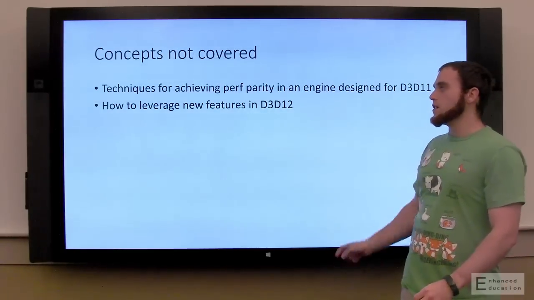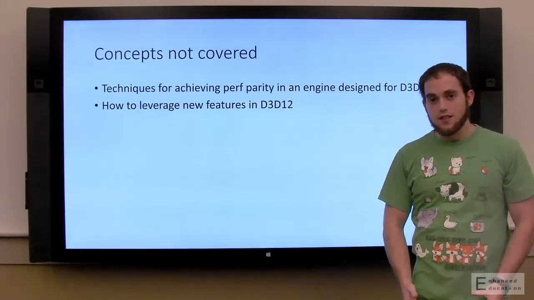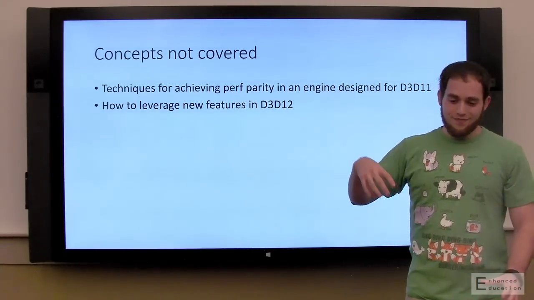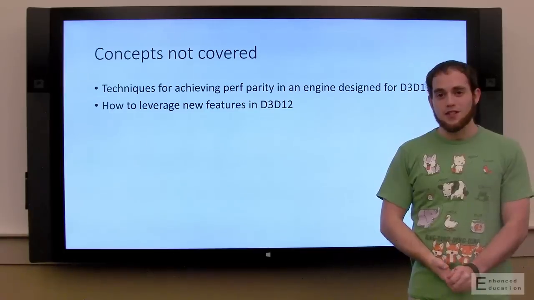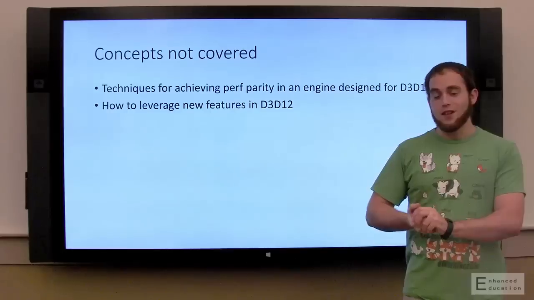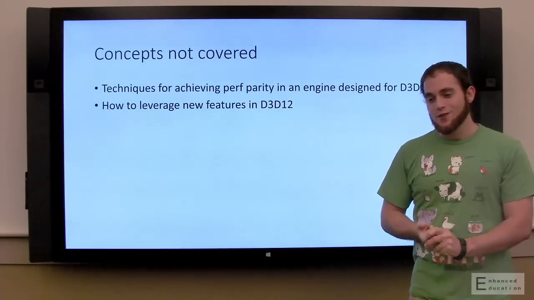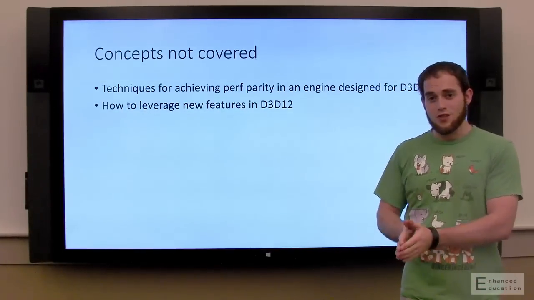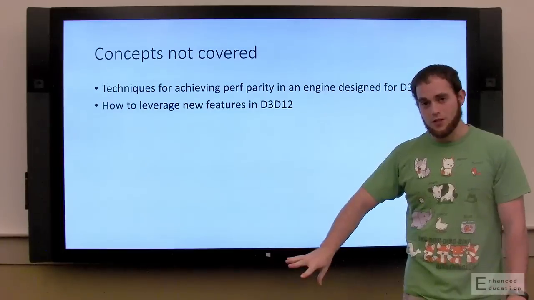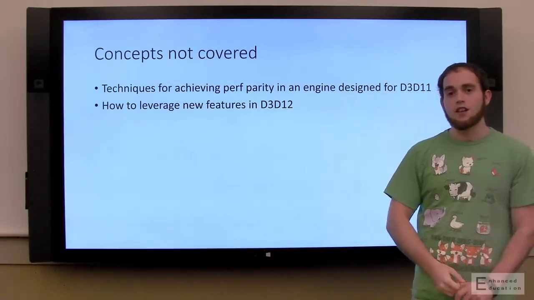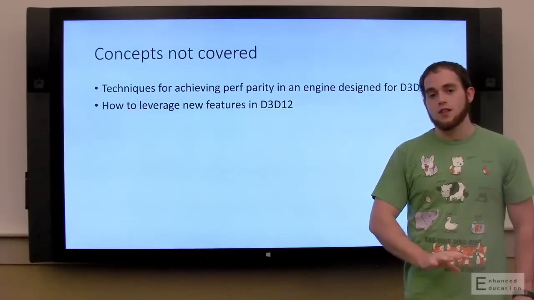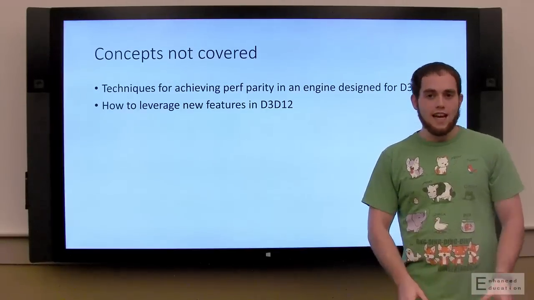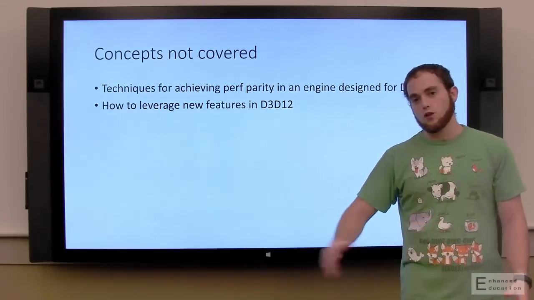We are not going to be covering performance analysis techniques for getting comparable perf to D3D11. D3D12 gives you a lot of the responsibilities that D3D11 drivers used to have, and D3D11 drivers are very well optimized, so you can't necessarily expect to reach perf parity with a naive implementation. So this is just a learning experience. This isn't going to be talking about optimization. And we're also not going to be talking about any of the new features in D3D12 which you can use to get alternative implementations. All we're talking about here is direct analogs. I used to do this in D3D11. What does it look like in D3D12?